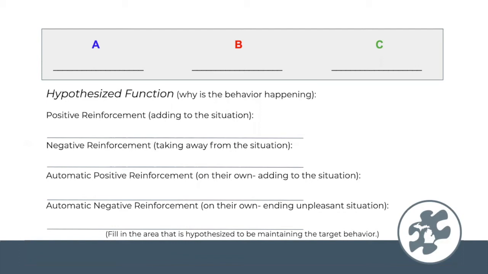As you continue to collect data and information and identify additional antecedents or other consequences that have occurred, you may come up with a more revised hypothesized function. The majority of the time it's one of the types of reinforcement versus many. So the more data you collect, the more antecedents or consequences you have, the better, more honed in hypothesized function you will come up with.